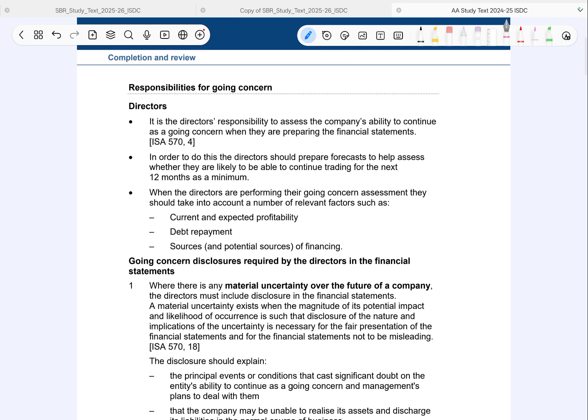Are we actually making money? Debt repayments. Can we pay back what we owe? Financing. Do we have enough funds or a way to get funds?